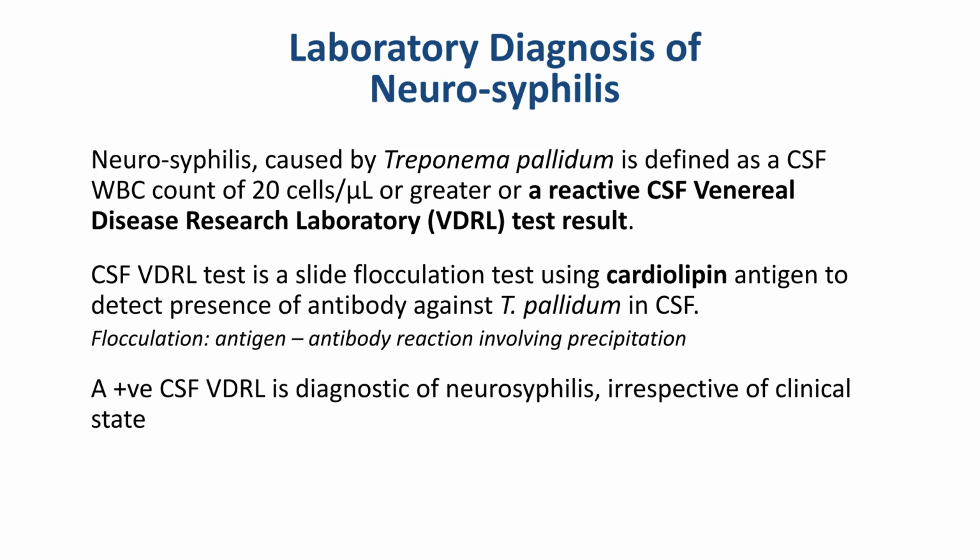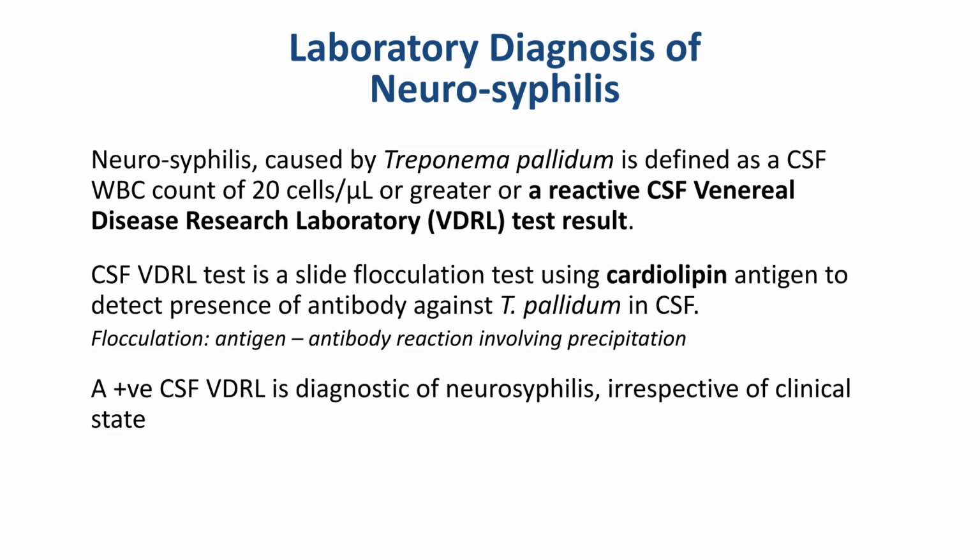Neurosyphilis is defined by specific CSF criteria, either a CSF white blood cell count of 20 cells per microliter or greater, or a reactive CSF VDRL test result. VDRL stands for Venereal Disease Research Laboratory. A critical point to remember: a positive CSF VDRL is diagnostic of neurosyphilis, irrespective of the patient's clinical state. This means even if a patient has no symptoms, a positive CSF VDRL confirms CNS involvement and requires treatment.